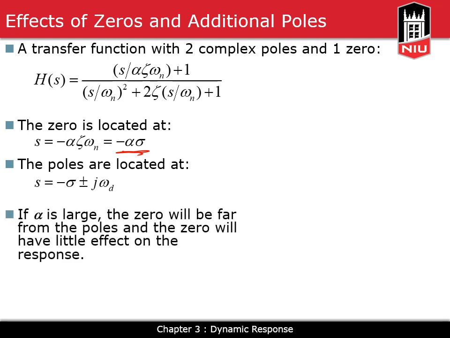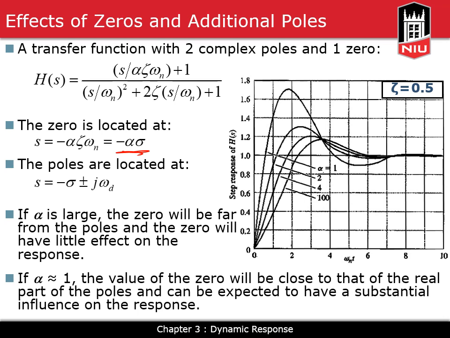If alpha is large, the zero is far away to the left of the complex poles, and it will have very little effect on the response. So we can actually neglect it. But if alpha is small, then the zero will be closer to the j omega axis. The closer the poles and zeros are to the j omega axis, the larger their effect will be. So if alpha is small, then the zero will actually affect the response.